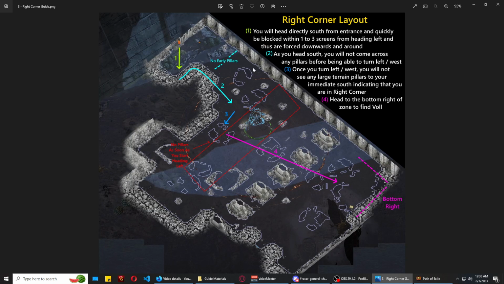In the right corner layout, we will be quickly blocked within 2 to 3 screens of the entrance from heading left or west, so we'll have to go down and around to the right instead. As we go down and around to the right, you will not notice the early pillars, and then once this wall that we've been following opens up and you're able to head to the left, you will not see the pillars as soon as the wall opens up to the bottom of your screen and you're able to turn left. And once you fail to see these pillars, you know you're going to be in the right corner layout. Once you recognize you're in the right corner layout, you are going to head to the bottom right corner of the map to find Vol.